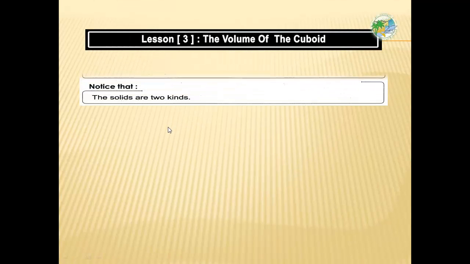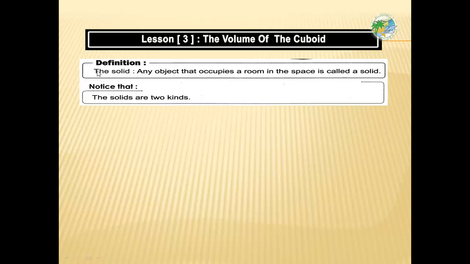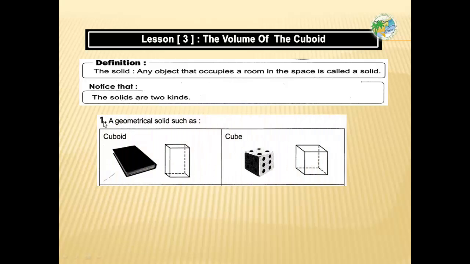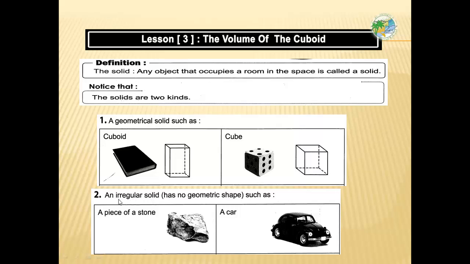Now, definitions of solid. A solid is any object that occupies a room in space. Notice the solids are 2 kinds. There are geometrical solids such as cuboid and cube. This is a geometrical solid, it has dimensions. But another type of solid, an irregular solid, has no geometrical shape, such as a piece of stone, core. This is an irregular shape. No geometrical shape.